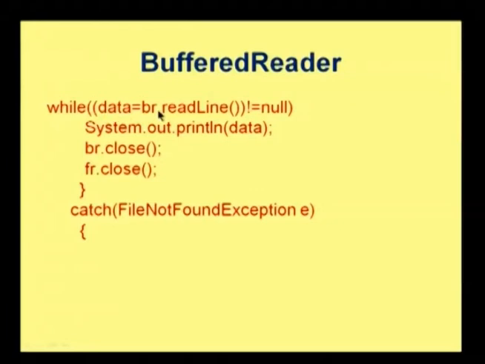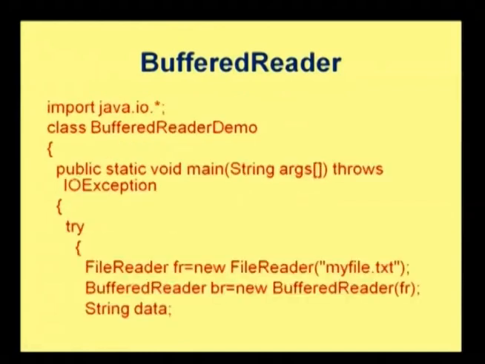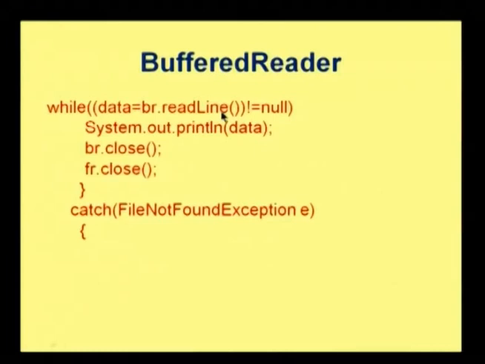So, here data is equal to br.readLine. This is the difference between your FileReader and your BufferedReader. From your FileReader, it is read character by character, whereas from your BufferedReader you can read in a particular buffer size. It may be the end of the line or a particular buffer size. Here we have used br.readLine. If I have the contents, they would be printed. Then I am closing my BufferedReader as well as my FileReader.